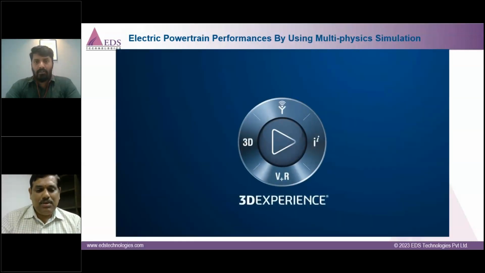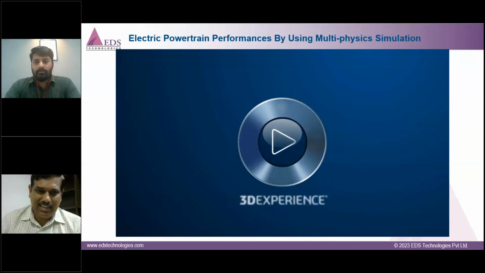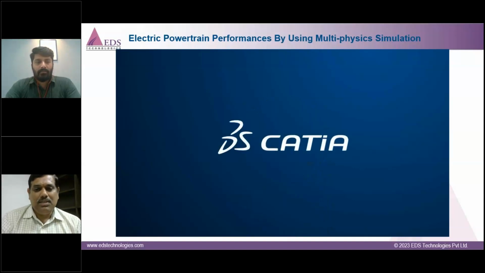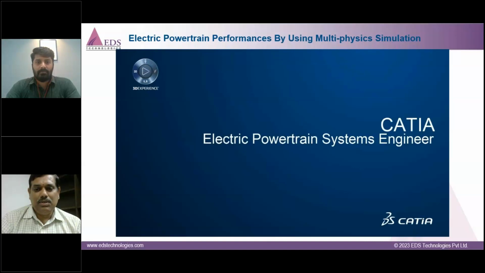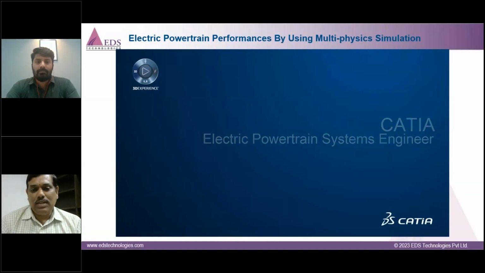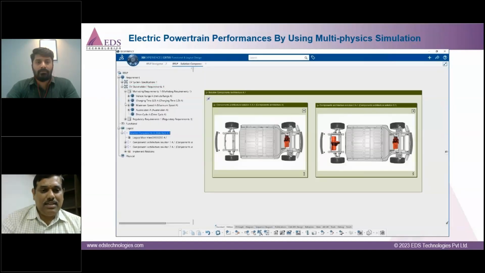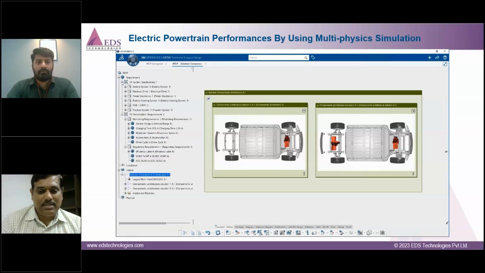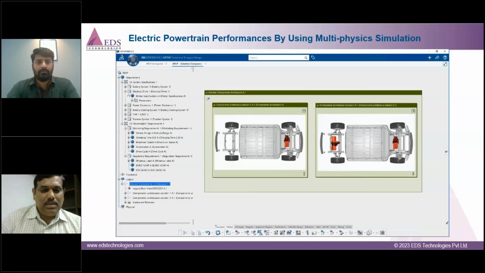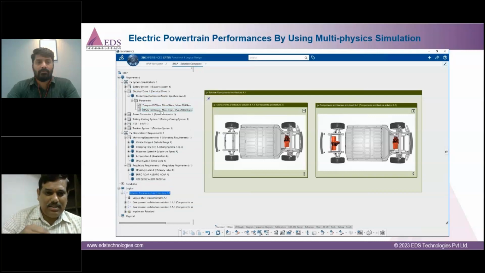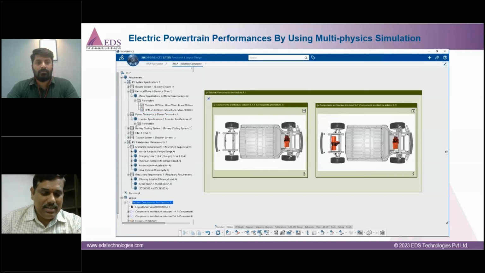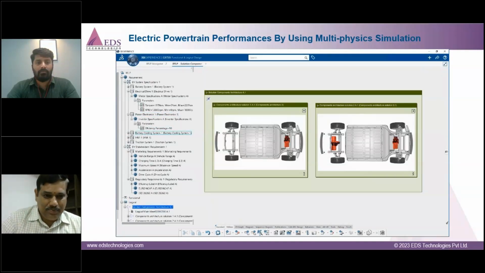So in this example, I'll be highlighting how the electric powertrain performance is measured, and also how the trade-off analysis studies are done using this particular role called electric powertrain systems engineer. As you see on the left side, we are first defining all the parameters, which is very critical here. The marketing parameters and the technical parameters are all highlighted in the RFLP tree structure.